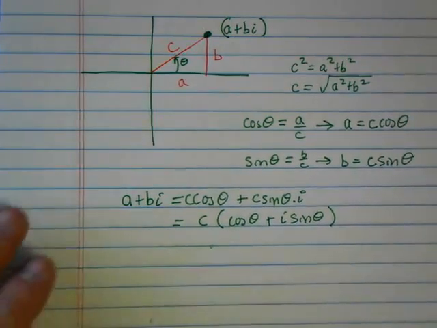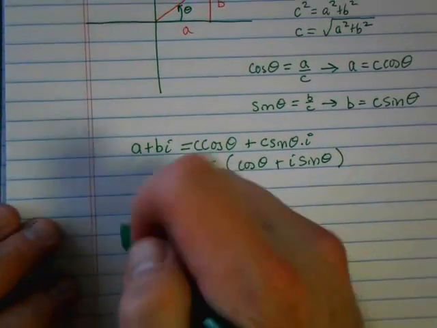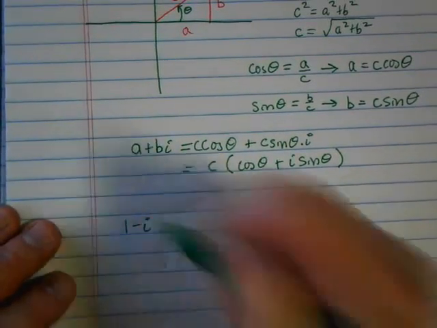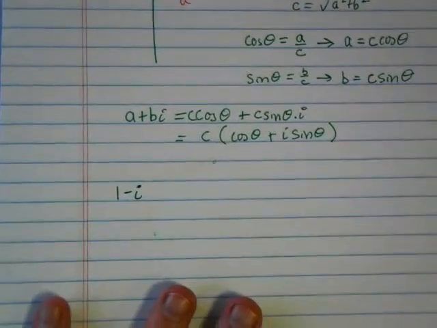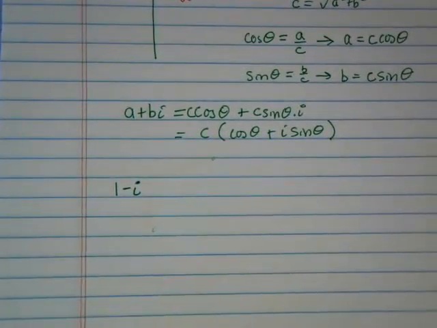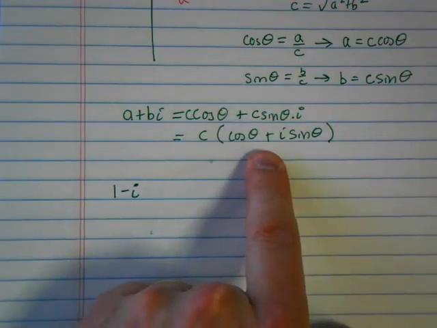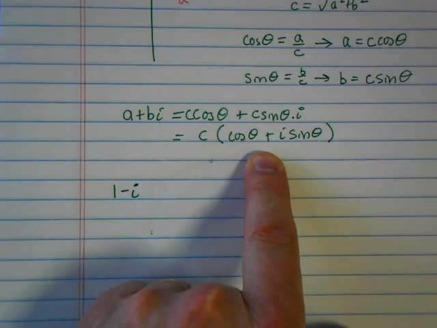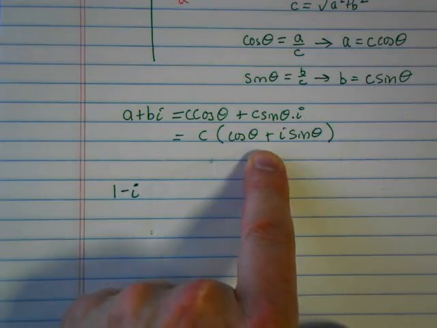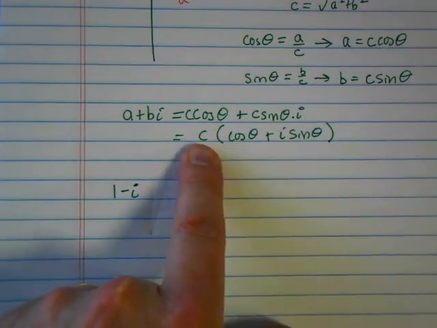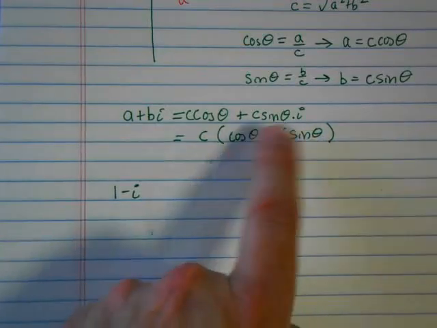All right, so first thing we're going to do, 1 minus i. That's written in standard notation. I want you to take 1 minus i and write it in trigonometric notation. So in order to write it in trigonometric notation, you need to find two things. You need to find c, and you need to find angle theta.